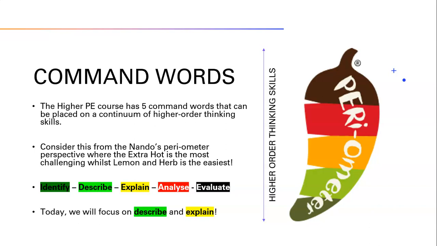At one end, where we have lemon and herb, the mildest sauce is identify, which requires a simple stated word or phrase to answer a question. At the other end of the continuum, however, we have the extra hot sauce, which requires much more complex higher order thinking skills as we evaluate, where we give a judgment and then evidence and an effect. However, we will focus on 2 command words that lie somewhere in the middle of this continuum. These are describe and explain. So let's look at them in more detail, starting with describe.